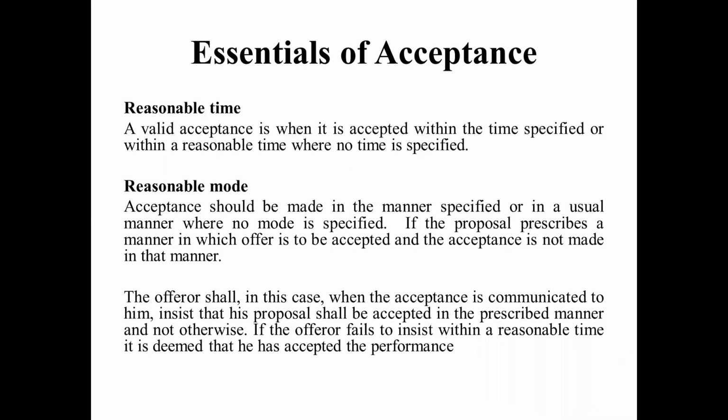Now, there is another one, that is reasonable time. A valid acceptance is one given within the time specified, or within a reasonable time where no time is specified. Like Mr. A proposed to Mr. B, and he said that you have to give me your affirmation within a week. Now, this is the prescribed time he has given to Mr. B. Mr. B is liable to give his acceptance within the prescribed time, not more than that. If he does not give his confirmation in the prescribed time, then it will be presumed as a negative answer.